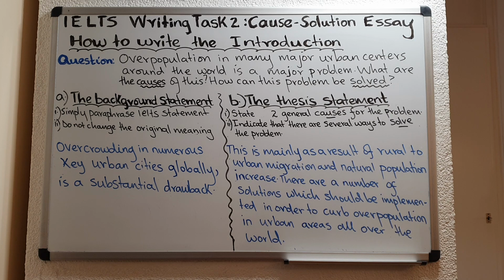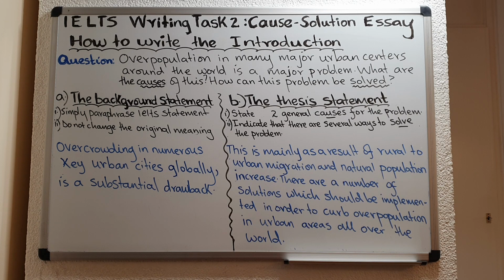So they have migrated, they have moved from the rural areas, which are the remote areas, like villages, for example, small cities, for example, the countryside. So they move from there to the big cities, and that leads to overpopulation, overcrowding.